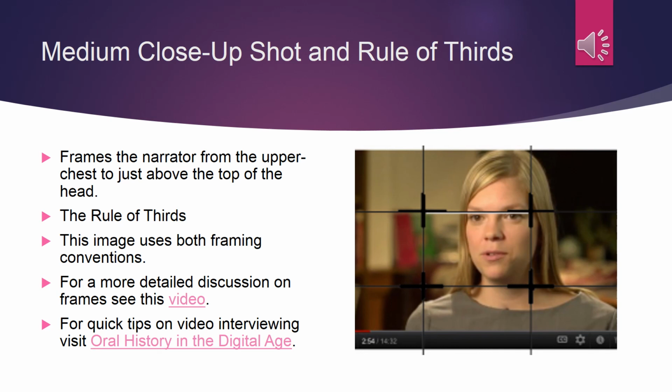The rule of thirds is a basic convention of photography. The rule of thirds divides video frames into thirds, both horizontally and vertically, and places the narrator at the intersection of those lines. See this example from the website Oral History in the Digital Age. This image uses both framing conventions. For a more detailed discussion on frames, click the bottom link.